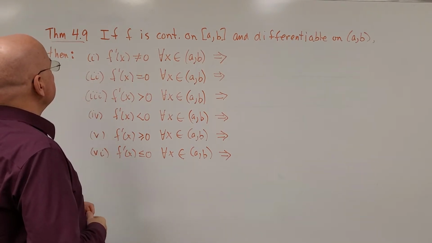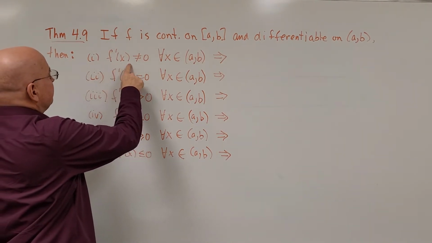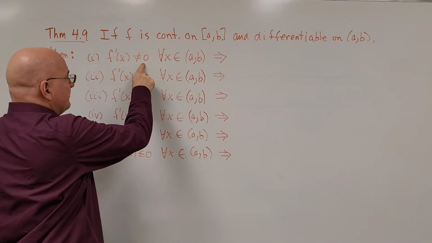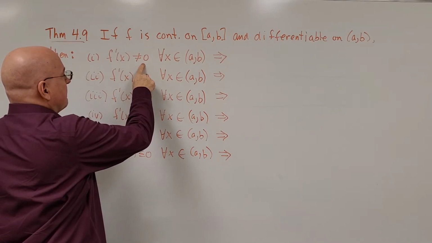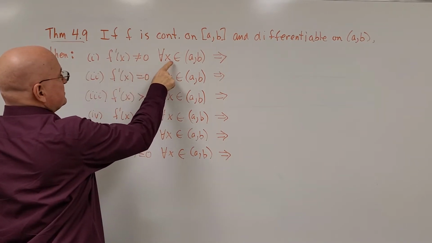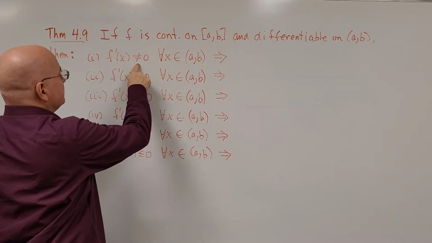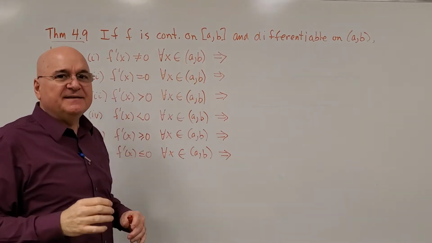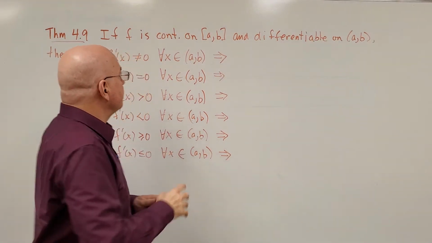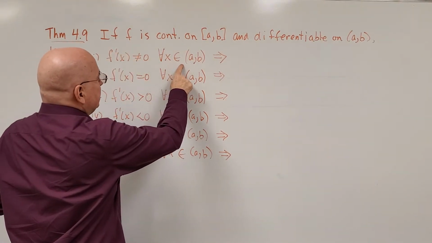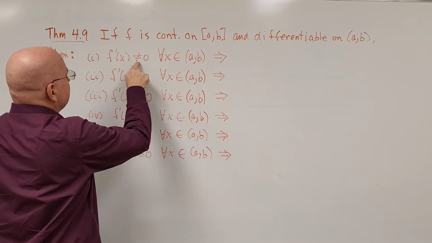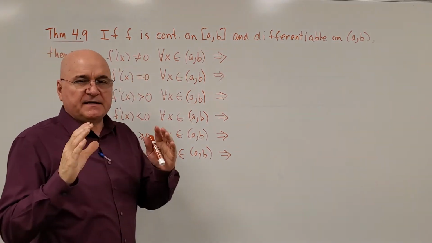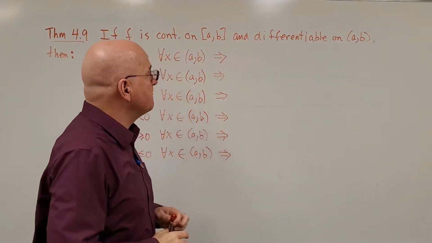Number one, if the derivative of x is never equal to 0, let me state it just like it is here. If f prime of x is not 0 for all x in (a, b), and you need to understand what that means. For every x in (a, b), the derivative is not 0. So the derivative in that interval is never 0.